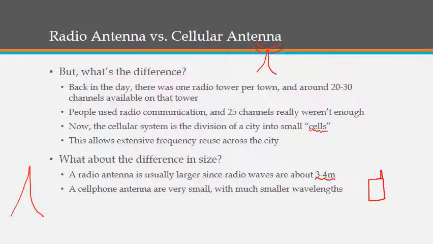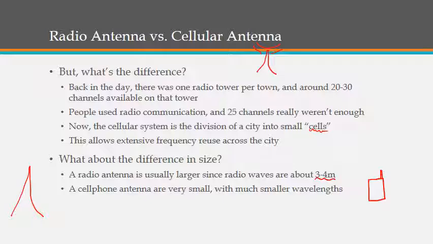So what's the difference between a normal radio antenna you see with the radio towers emitting and a cellular antenna? So back in the day, there was only about 1 radio tower per town, and each tower only held about 20 to 30 channels, which really wasn't enough for a town. So now the cellular system is the division of a city into small cells, hence cell phone, right? So this allows extensive frequency reuse across the city. So millions and millions of people can be talking at once.